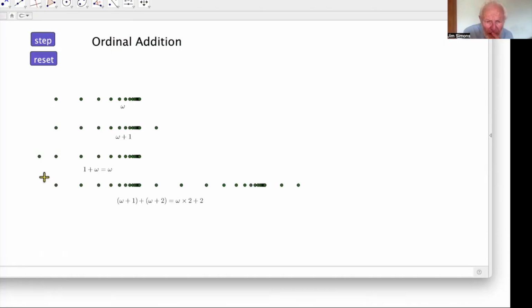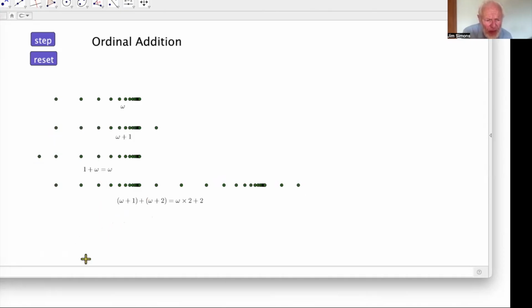Here's a more complicated example. So this is omega plus 1 plus omega plus 2. Well, this 1 and this omega in the middle, look, this omega just gobbles up that 1, like this one did, like that one gobbled up that one. So this is really just omega times 2 plus 2, which is rather odd, isn't it? So we're seeing that ordinal addition is a bit odd, in that it's certainly not commutative.